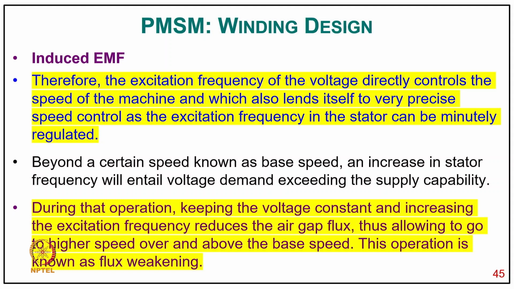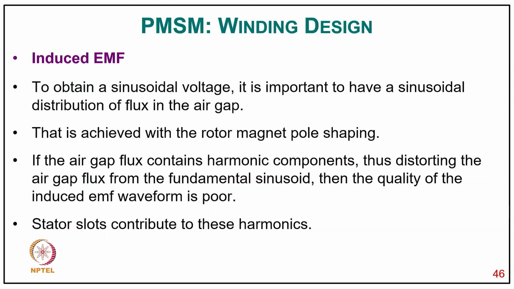Beyond a certain speed known as base speed, an increase in the stator frequency will entail voltage demand exceeding the supply capability. So during that operation, keeping the voltage constant and increasing the excitation frequency reduces the air gap flux, thus allowing operation at higher speed above the base speed. This operation is known as flux weakening.